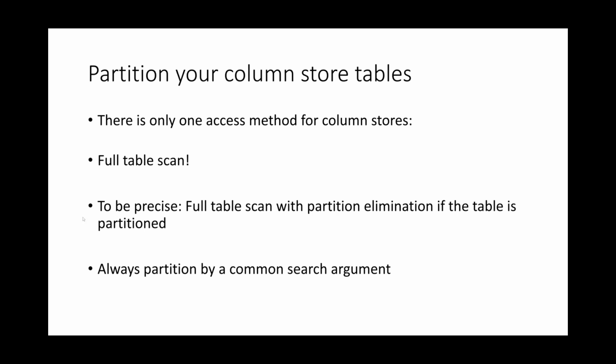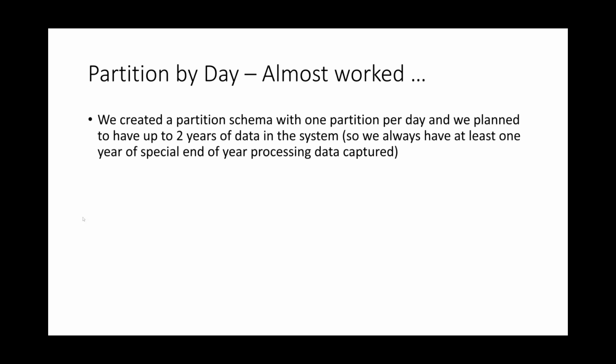Always partition by a common search argument. We chose date. Every time people query the data that we have, or at least 99% of the time, there is a date range involved. They want to see what happened this week, what happened this month, what happened across the end of the quarter. But out of any two years of data, they usually limit the result set to less than a month in, I would say, 90% of the cases, even less than a week. So partitioning by day almost worked.